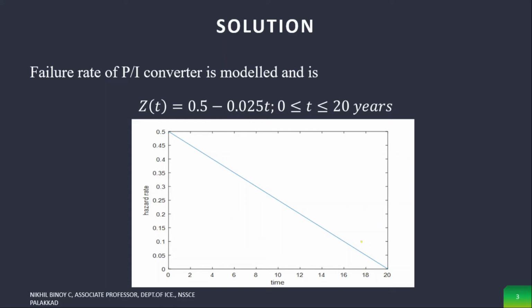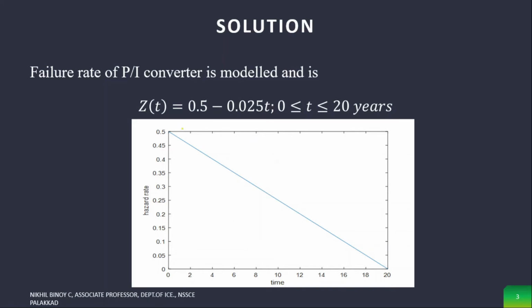So you can see that this failure model has only the initial zone, the infant zone. There is no constant zone and there is no wear out zone. After analyzing the bathtub curve of this model, it has only the infant zone. There is no service zone, there is no wear out zone.